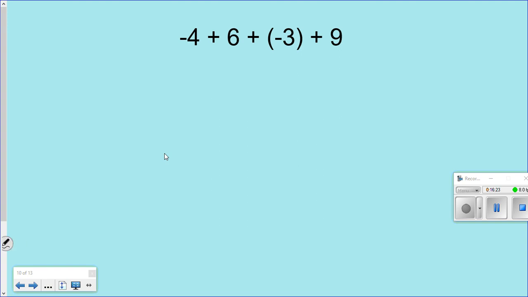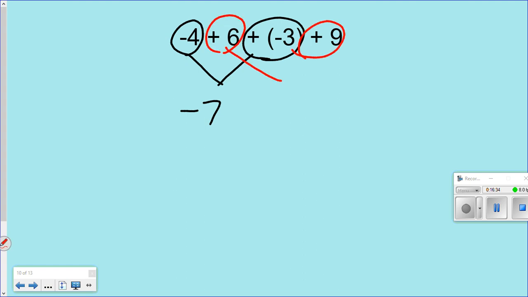First example, you might take your negatives and add those together. Well, -4 plus -3 is -7. And then you might take 6 plus 9. What is that, 15? Add them together, 8. That's the way you could do it. That's one way.